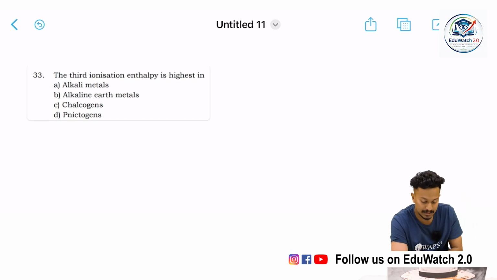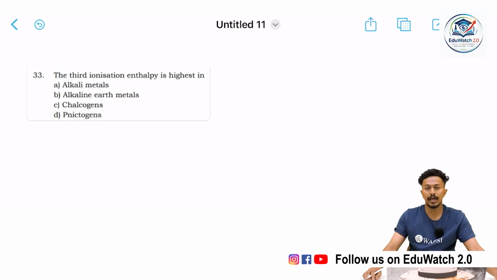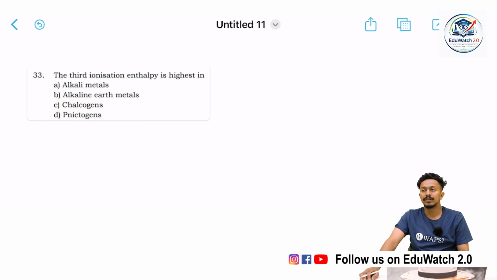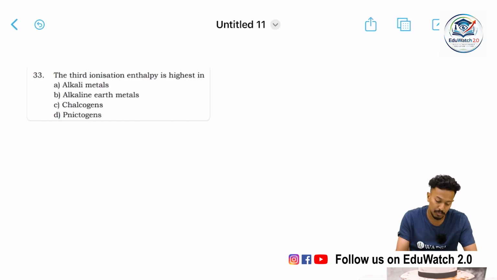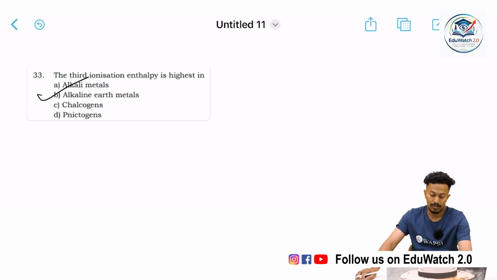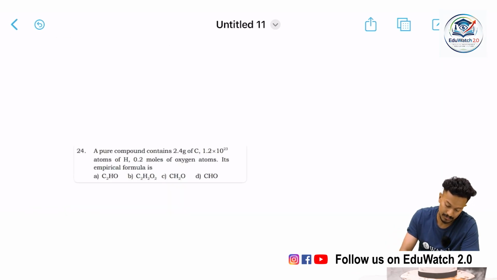The third ionization enthalpy is highest in which of these? How can we determine this one? Obviously, it is the alkaline earth metals, right? Since the third ionization enthalpy is very high for group 2 elements, the correct option would be alkaline earth metals. Moving on to our next question.